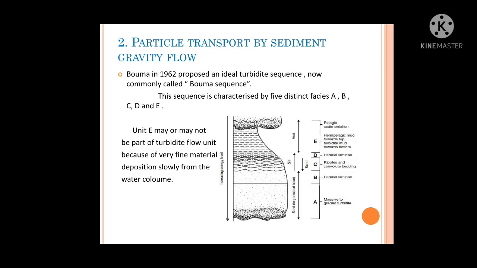In 1962, Bouma proposed an ideal turbidite sequence, now commonly called the Bouma sequence. This sequence is characterized by five distinct phases. A is graded bedding, B is lower plane lamination, C is ripple marks, D is upper parallel lamination, and E is the pelitic interval. Unit E may or may not be part of the turbidite flow unit because of very fine material deposited slowly from the water column.